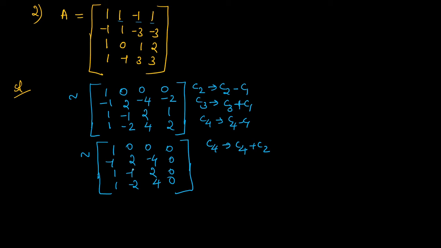Next we have to make the second element of the second row 1. For that use the column transformation. C2 gives 1 by 2 C2. That is, divide the second elements of the second column by 2, and the second column will become 0, 1, minus 1 by 2, minus 1.